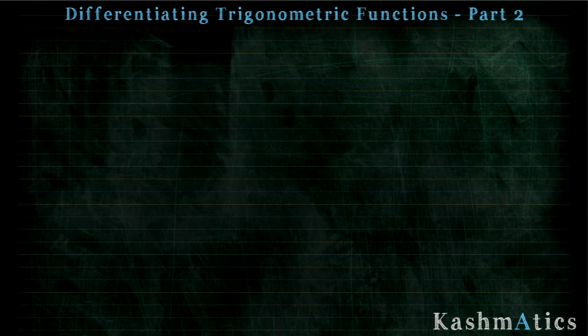If you haven't seen the first part, please watch that first because we'll be using some standard results which I've proved in that video. In this lesson we'll be looking at using those results to differentiate functions of those functions, as well as showing you how to apply them using the chain rule, product rule and quotient rule. So if you don't know how those work, please watch those videos first.